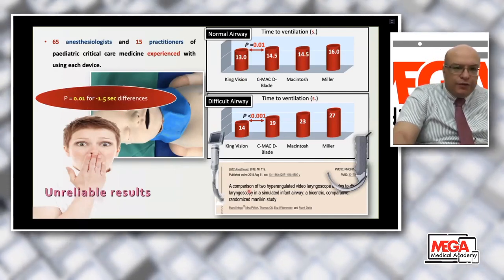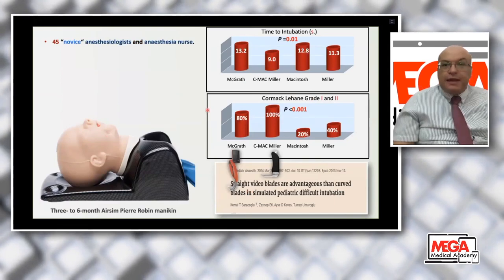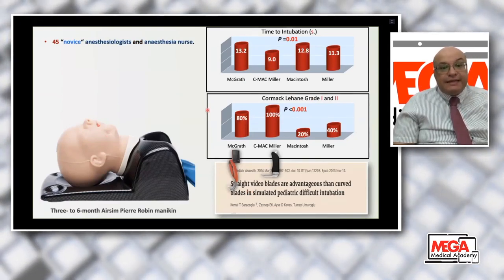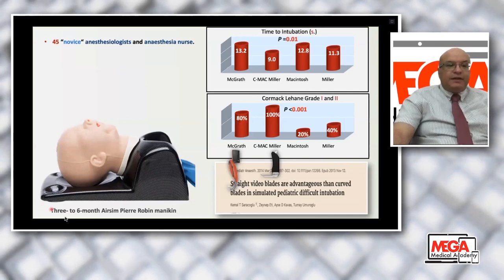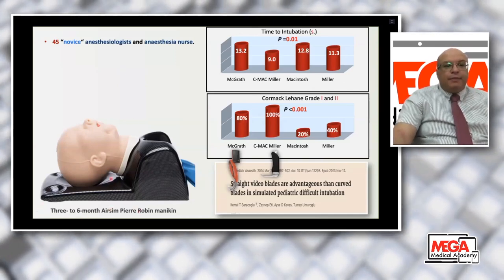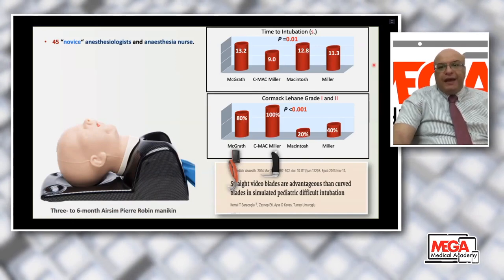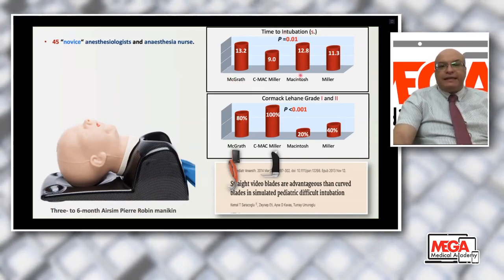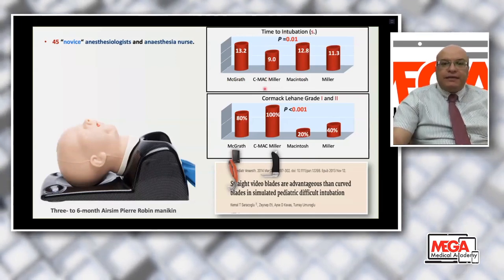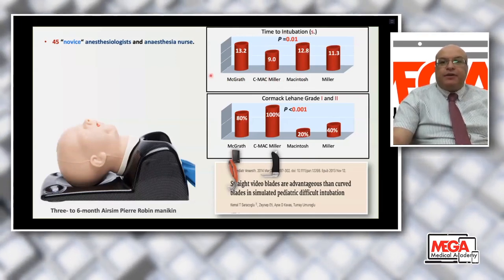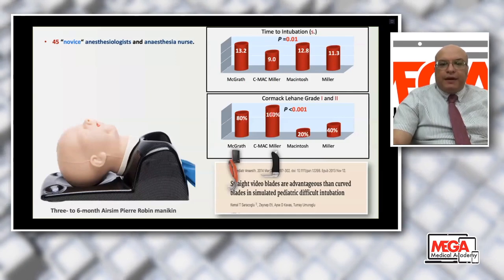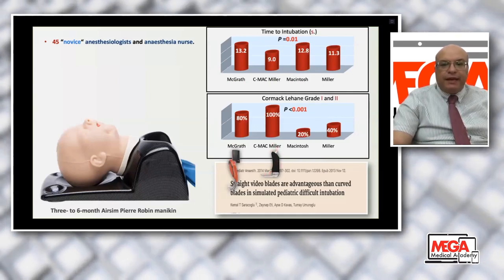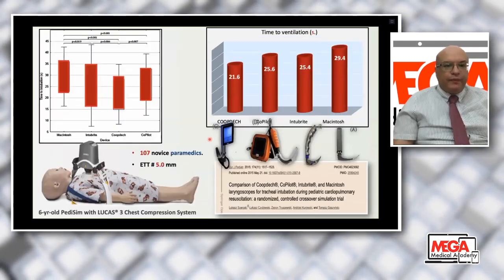So I would overlook this study. In another study, including 45 novice anesthesiologists and anesthesia nurses, using a 3 to 6 months manikin with normal pediatric airway anatomy, they found time to intubation was significantly less using a similar blade, of course. But you can see in McGrath, there is no difference between C-MAC with a Miller straight blade and McGrath.